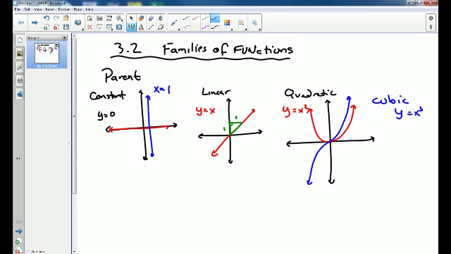We can also go to the 4th power and the 5th power, but they're just basic iterations of these. The 4th power looks like this one. It just goes up faster. The 5th power looks like this one. It's skinnier. So we'll just stop there for now. We can do the square root and the absolute value and a rational function as well.